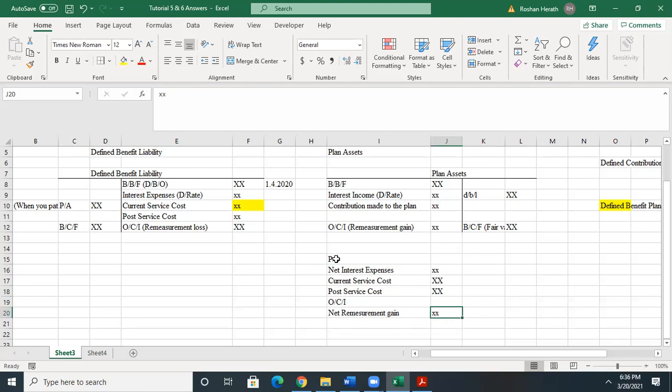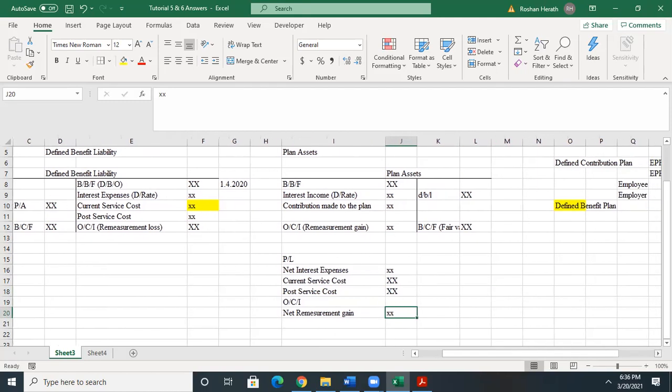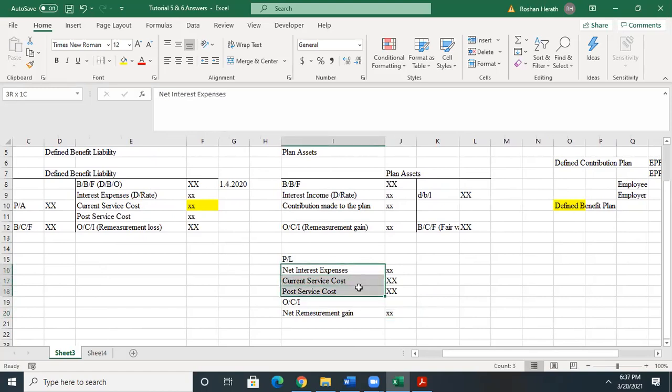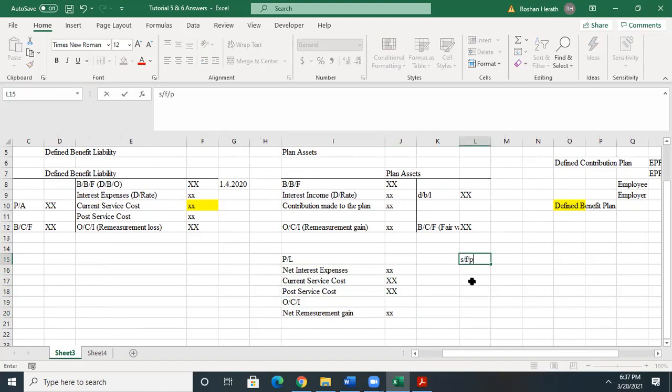And that is what you should do when it comes to the P&L and OCI presentation, right? And all these costs must be shown under the finance cost, right? These are finance costs, right? And when it comes to the statement of financial position, again, you're going to do a netting off. What is that? This plan asset and the defined benefit obligation, you're going to again set them off and identify the net defined benefit liability.